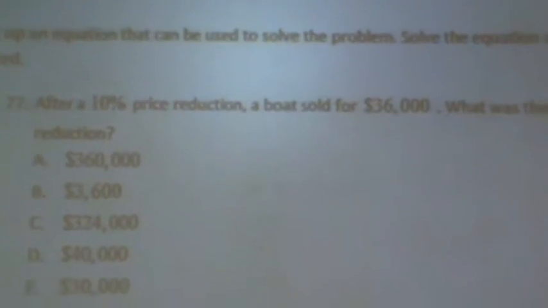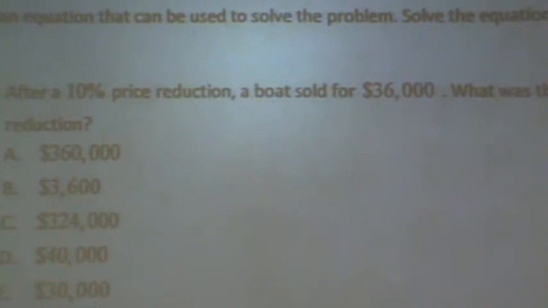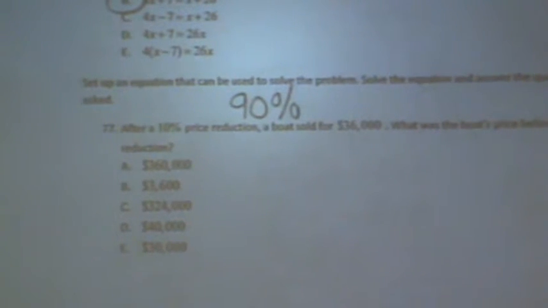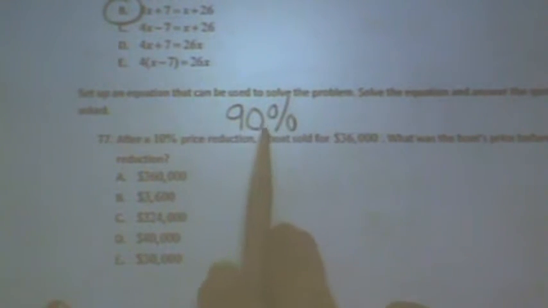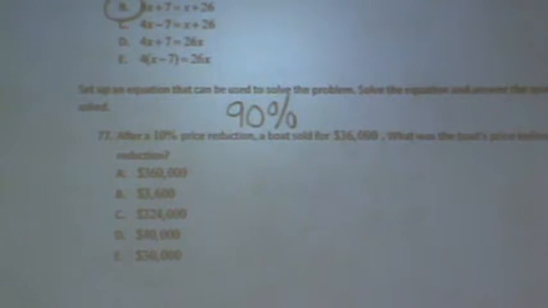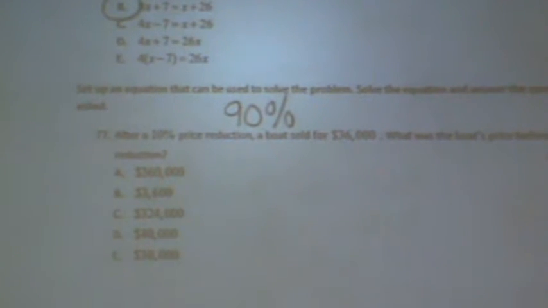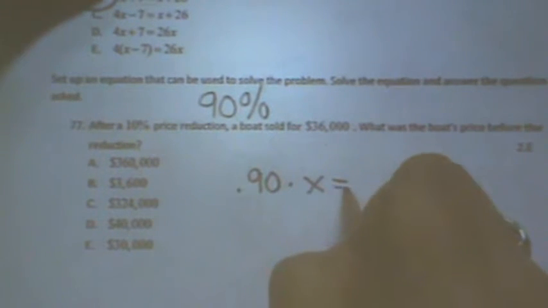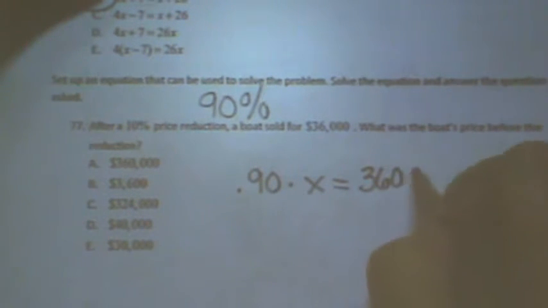77. After a 10% price reduction, so we're saving 10%, which means right away we're paying 90%. So we saved 10%, we're paying 90%, and our boat sold for $36,000. So we want to know what was the price of the boat before the reduction. So 90% of what price is $36,000.